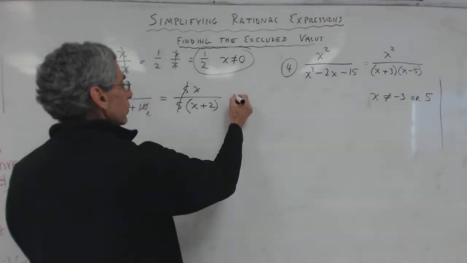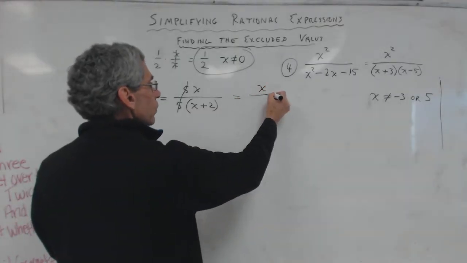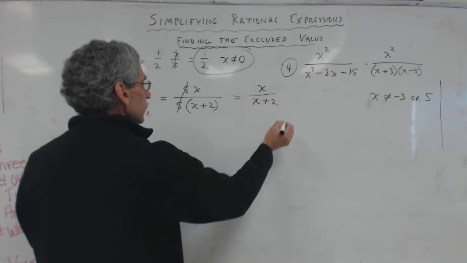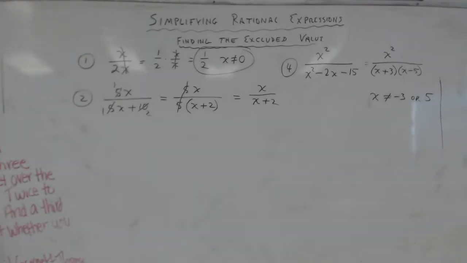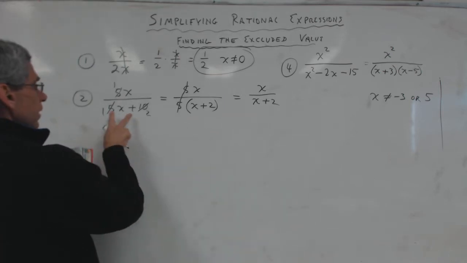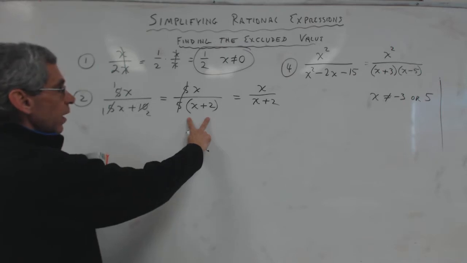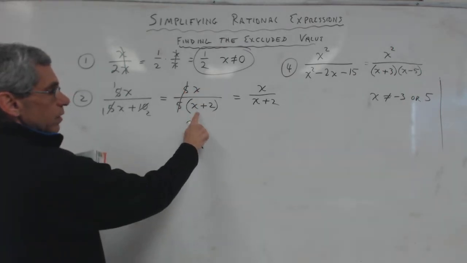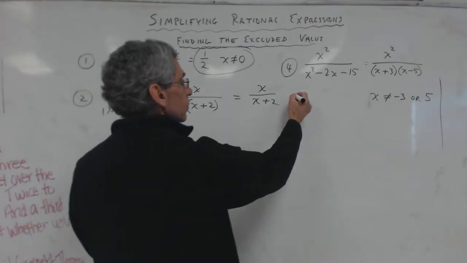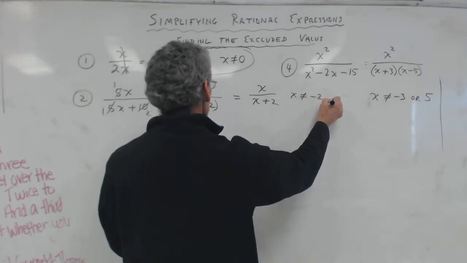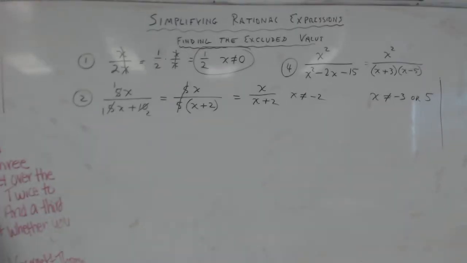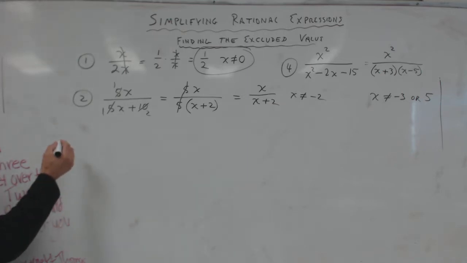So my final answer is x over x plus 2. Now, what is my excluded value? X cannot equal what? Yeah, I just go back, not to here, but I go to the first time I factored the denominator. I don't care about the numerator, I just care about the denominator. X cannot equal negative 2. You guys getting this? Making sense? Okay, awesome. Okay, number 3.